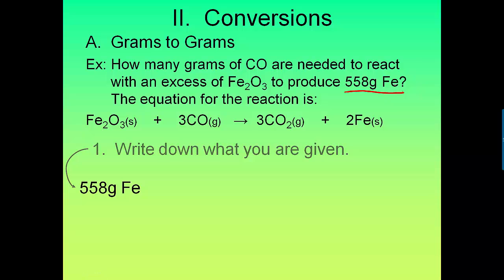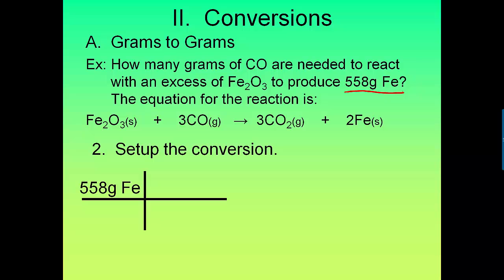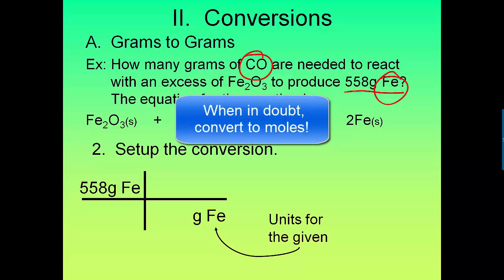And we're given grams. Now, after this, now we have to do a conversion because it wants grams of CO, but it gives us grams of Fe. Now, previously, we only worked with one substance, so we would go from grams of Fe to moles of Fe, but now we want to go from grams of Fe to grams of CO, and there is no direct conversion. So we're going to have to do this in multiple steps. So the first thing we're going to do is we're going to convert to moles. So we set up our little chart, because remember, when in doubt, mole it out.